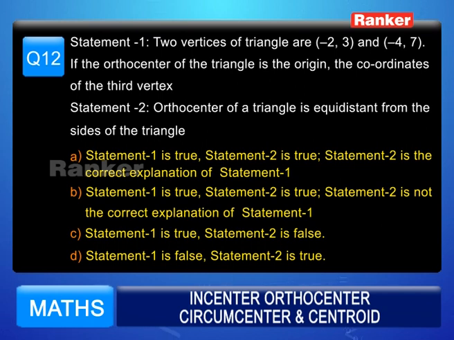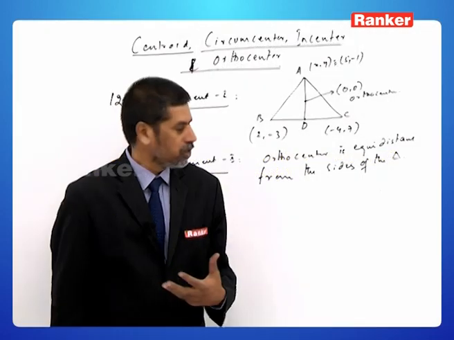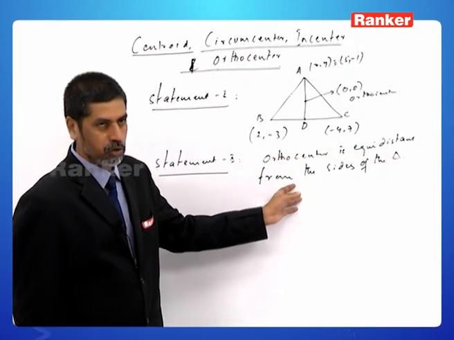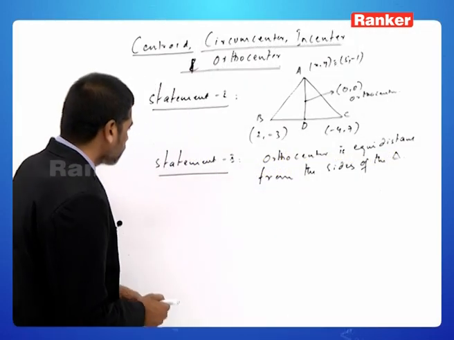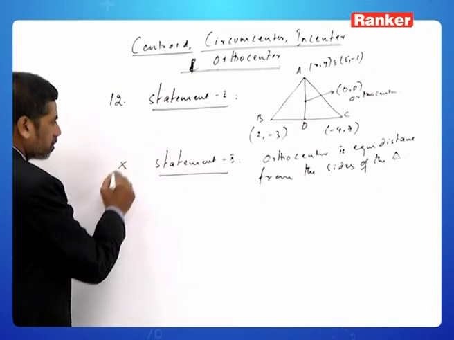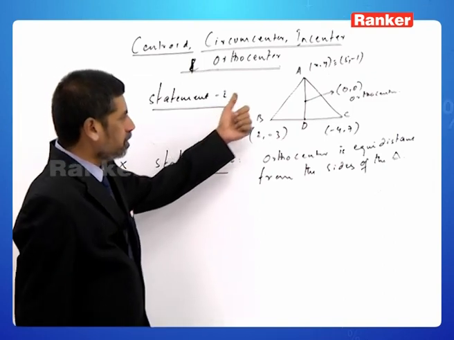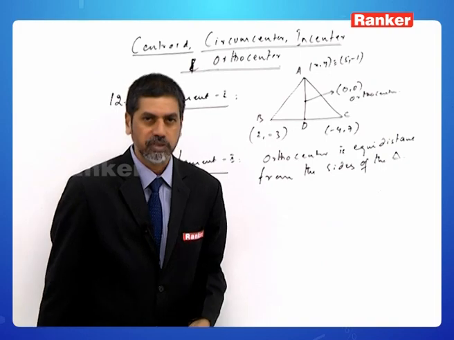Statement 2, as all of you know, is false because that point of concurrence which is equidistant from all the sides is the incenter. So orthocenter and incenter will coincide only in very rare cases. So this general statement is wrong. So we can straight away say statement 2 is false. So if only we can prove statement 1 is true, I think the option will be C.